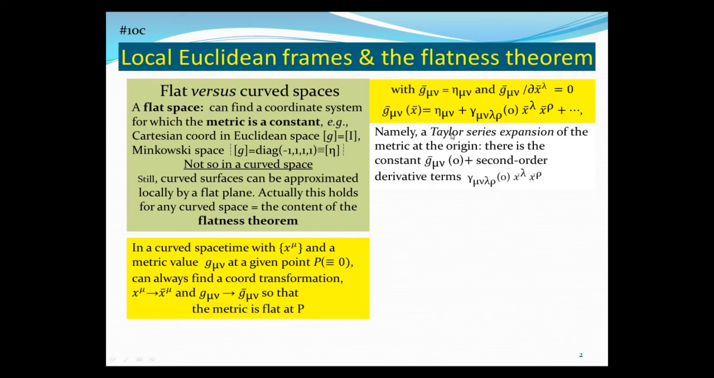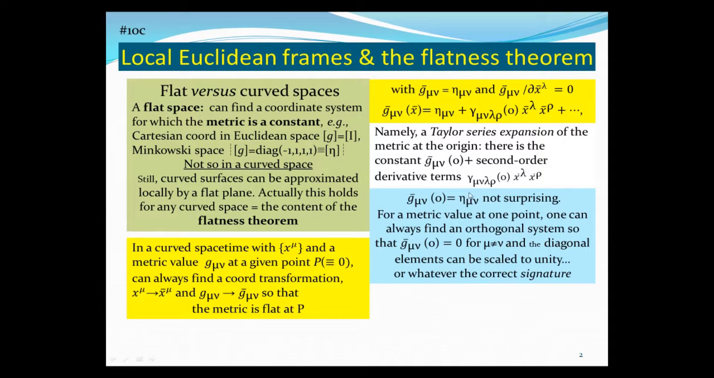Okay. So namely, as you can see, this is a Taylor series expansion of the metric at the origin. There's the constant term plus a second order correction, meaning that the first order correction, which is the first derivative, vanishes. There's no first order correction.